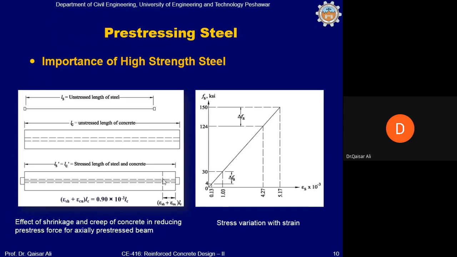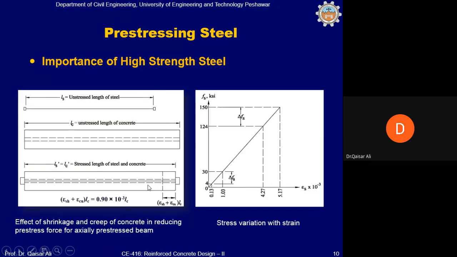Just to stretch the wire, pour the concrete, which will be bonded to steel, and after the concrete gains its full strength, you cut the wire on one side which has already been stretched. So there is perfect bonding in the first case.